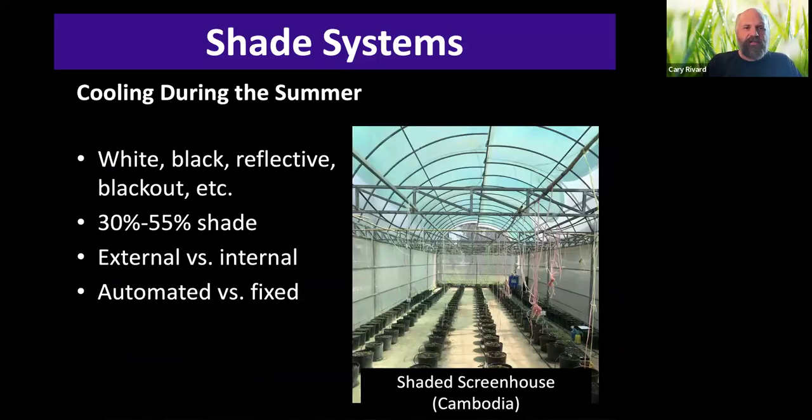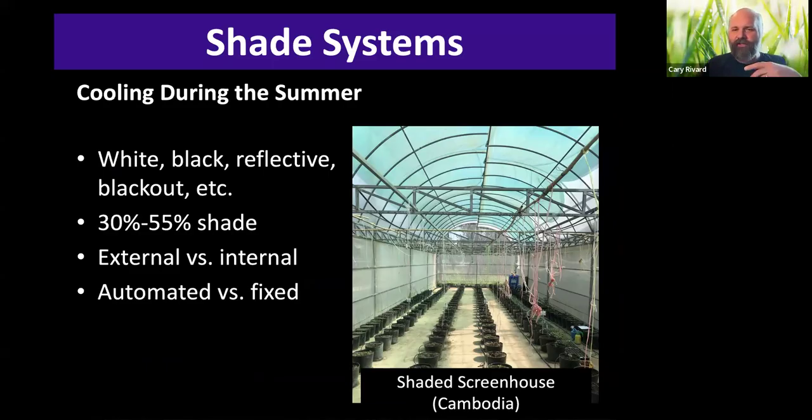Okay, we'll wrap up with shade systems and hopefully have time for a question or two. There's lots of different shading out there. Typically, white or black is what's used. In higher tech greenhouses, we'll use reflective shading. For most vegetable or transplant production, you're going to use anywhere from 30 to 55% shade. And it can be mounted externally or internally.